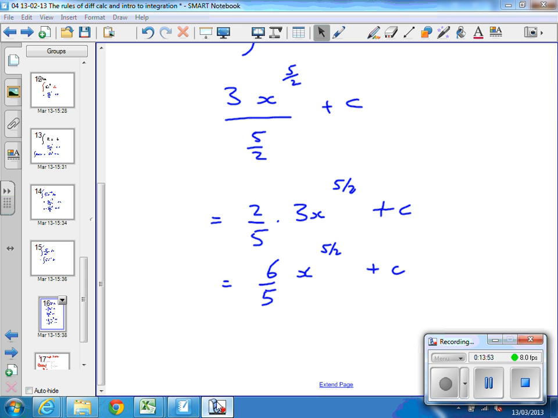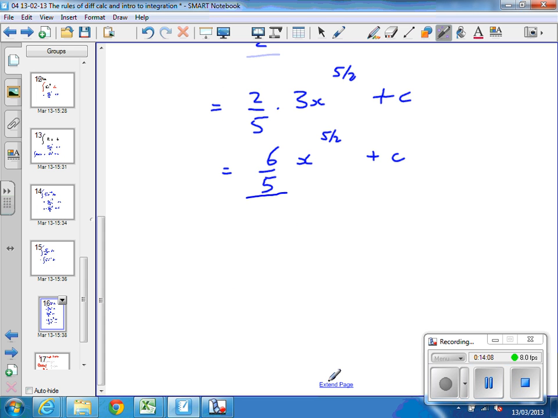And I'll record this bit. If you're not sure how to do this bit, you can do it on the calculator. 3 divided by 5 over 2 is 6 over 5. It will do it for you, okay? Which is, of course, 1.2 x to the 5 over 2 plus c. So you could write it like that. And in an engineering situation, that's entirely acceptable, okay?